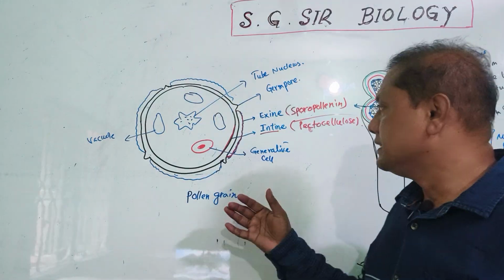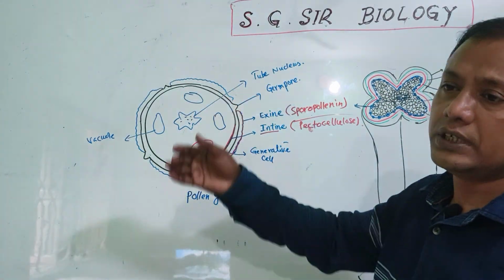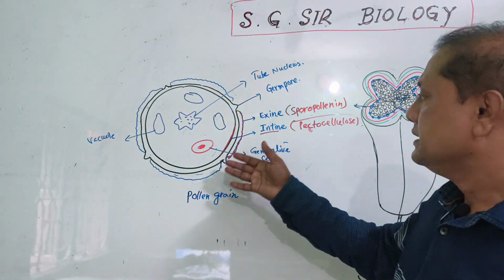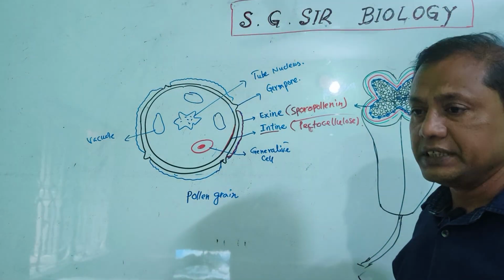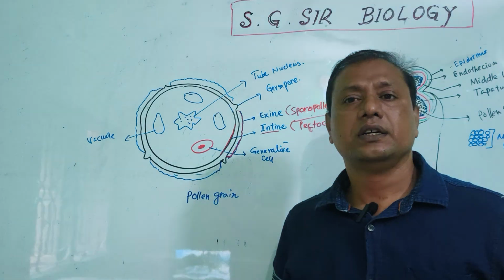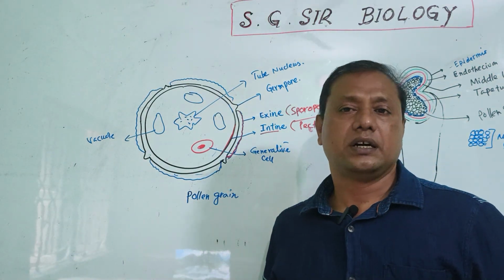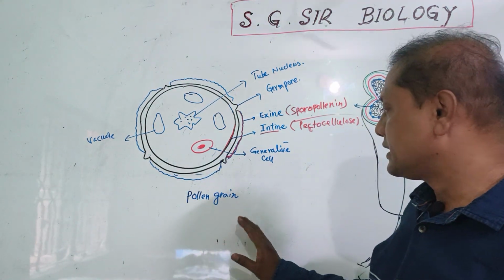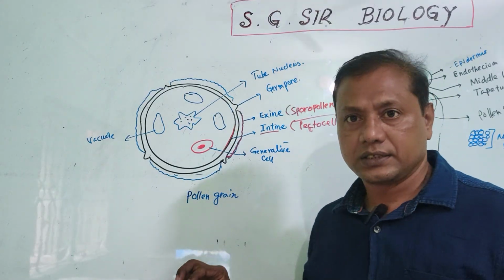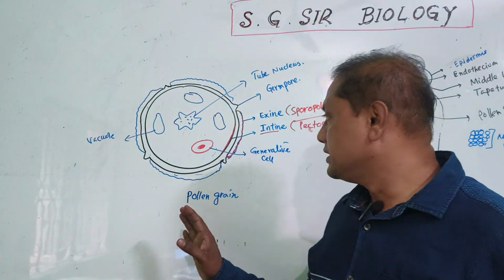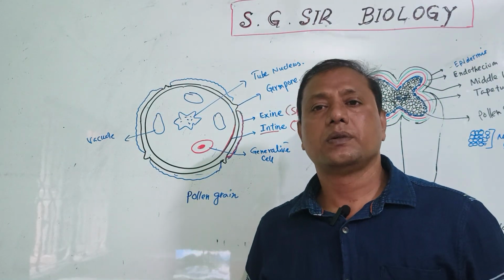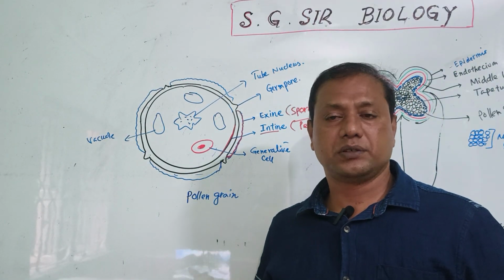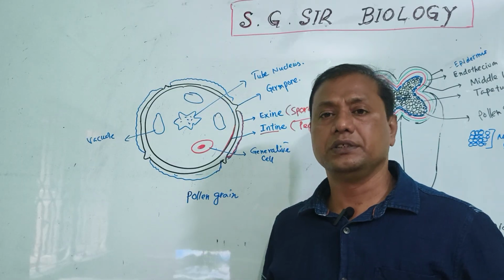When the pollen grain matures, it dehisces from the anther where it was produced and goes for pollination when it falls on the stigma. So I think you understood the pollen grain structure. This is very important to know. Anything you are facing problems understanding, you can ask me. Okay.